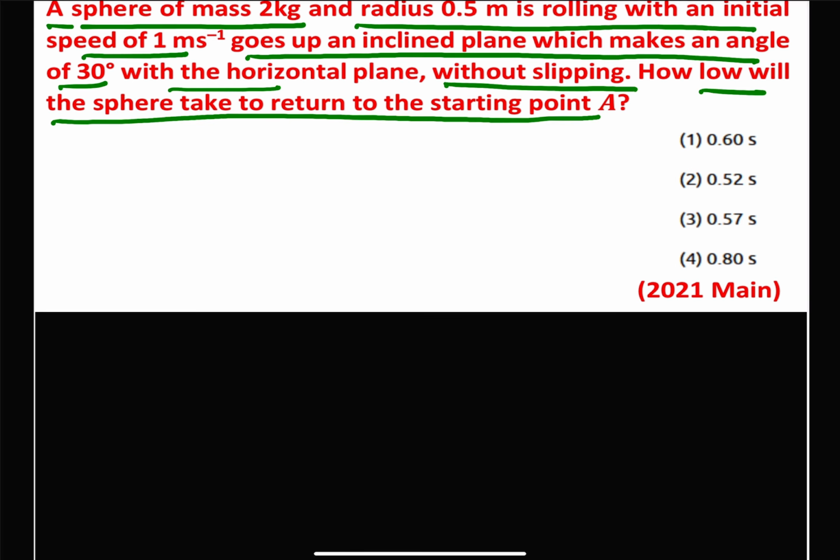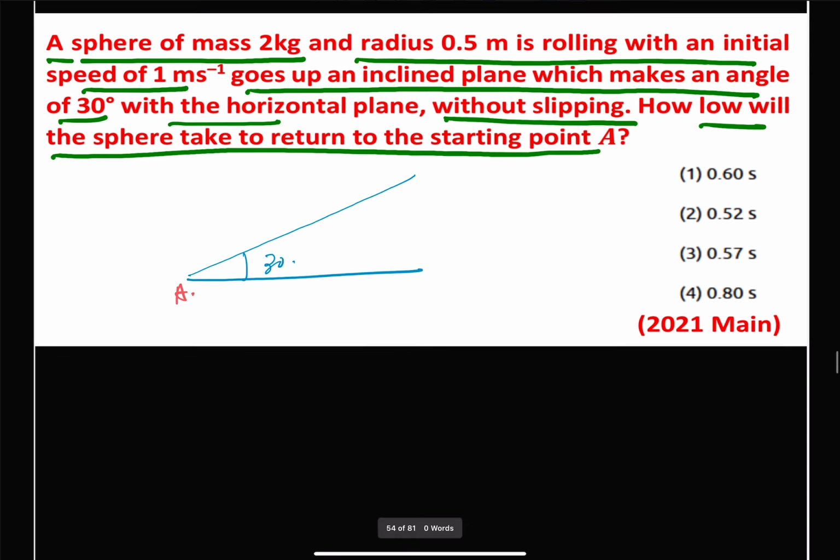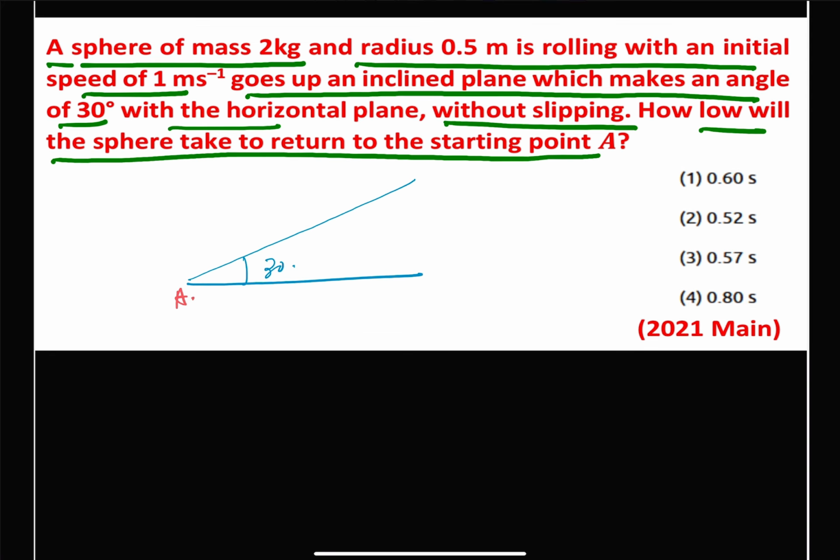So basically, the angle of the inclined plane is given as 30 degrees, the starting point is given as A, and the body is rolling up the inclined plane. Suppose it reaches the highest point, that's B, and then it is going to return back. So we have to find out the time taken to return to the starting point A. And the initial speed is given to us.